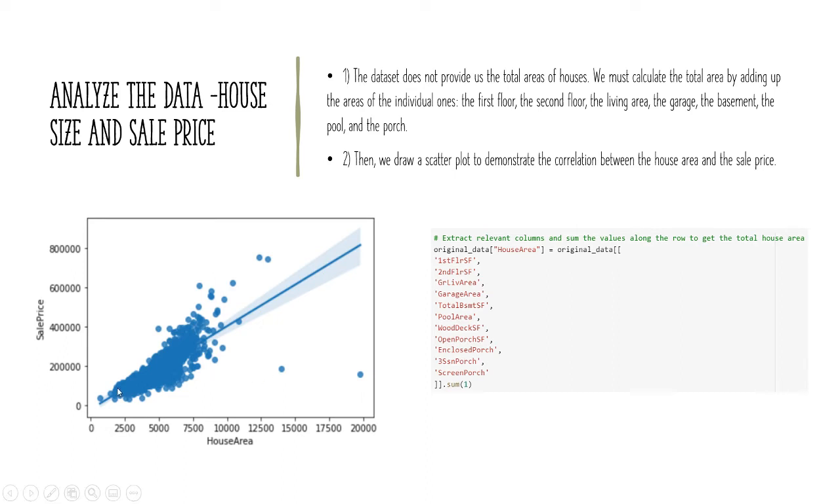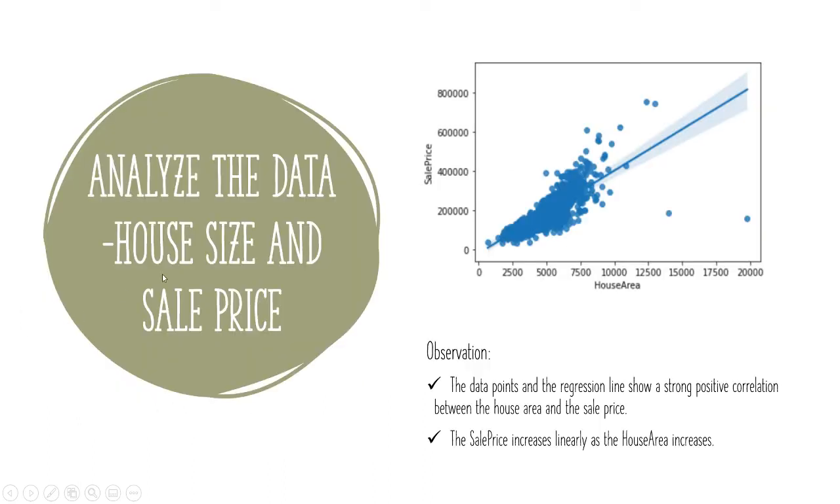Then we draw a scatter plot to demonstrate the correlation between the house area and the sale price. And as you can see, the data points and the regression line show there is a strong positive correlation between the house area and the sale price. As the house area increases, the sale price linearly increases as well.